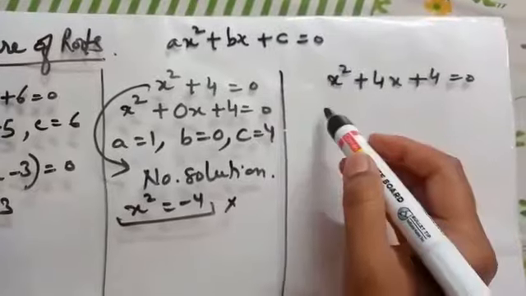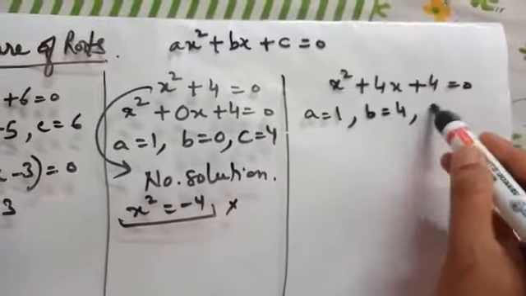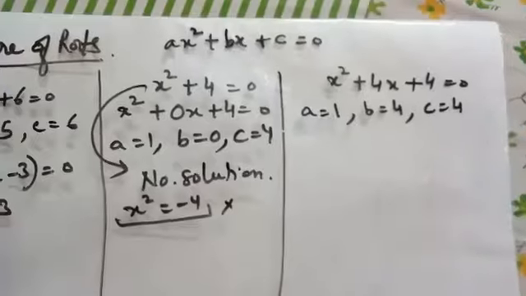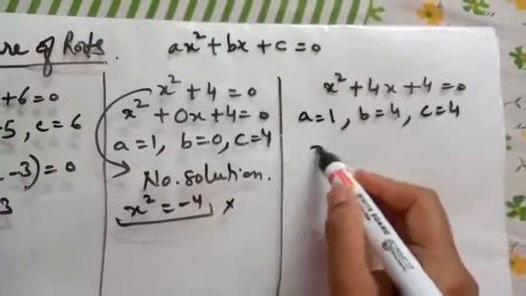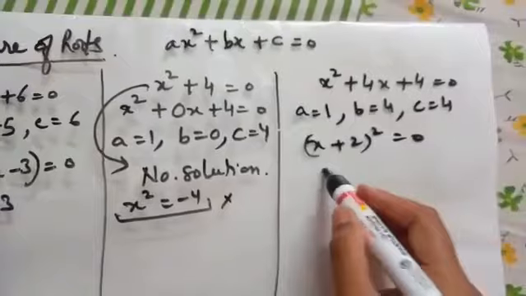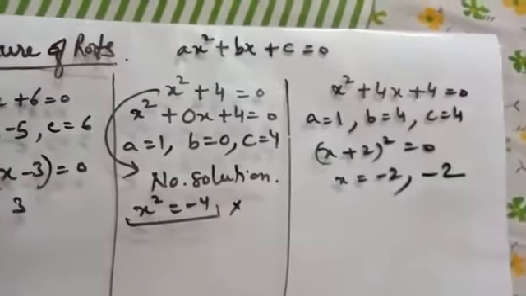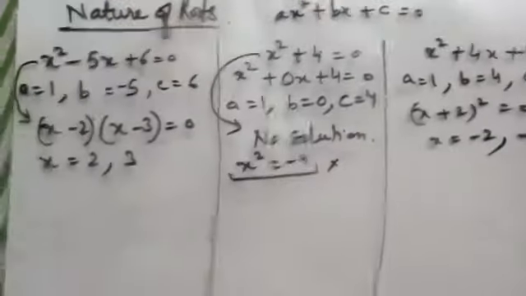Now the third one, a is equal to 1, b is equal to 4 and c is equal to 4. If I have to find out the solution, this is whole square of x plus 2. So x is equal to minus 2 and minus 2. This is how I can find out the solution.